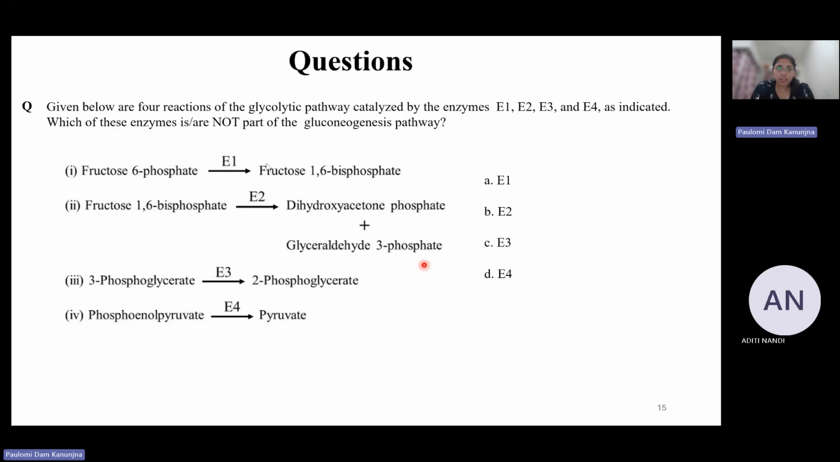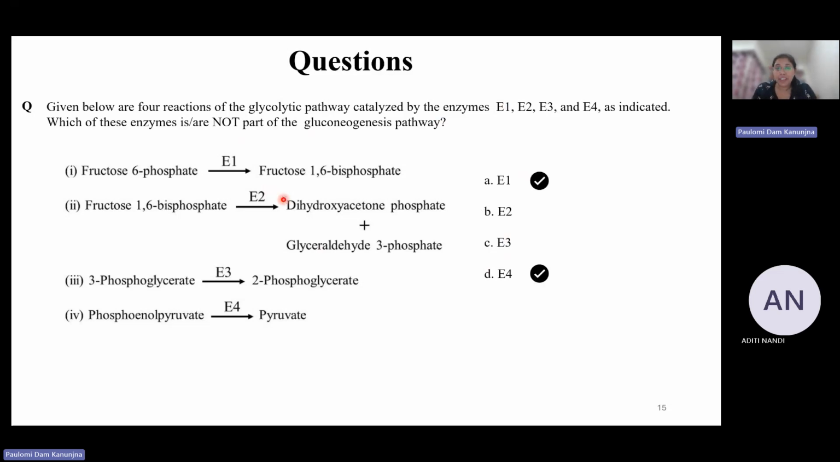Okay. Is the question visible to you? You have four enzymes here and four reactions. Which of these enzymes are not part of the gluconeogenesis pathway? If you remember, I'm talking to you about the opposite. Yes, B and D, exactly, precisely that.